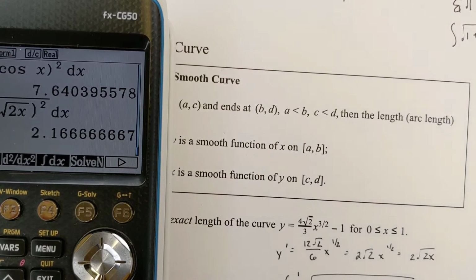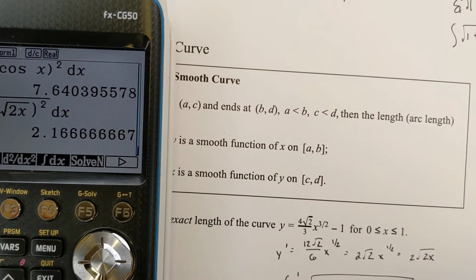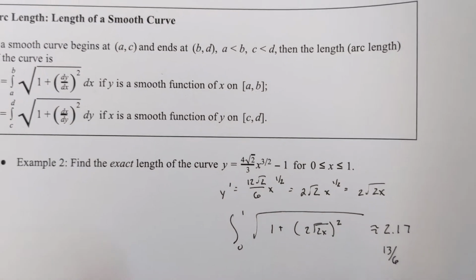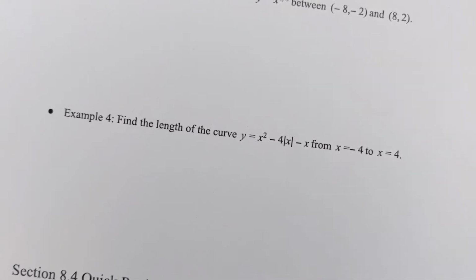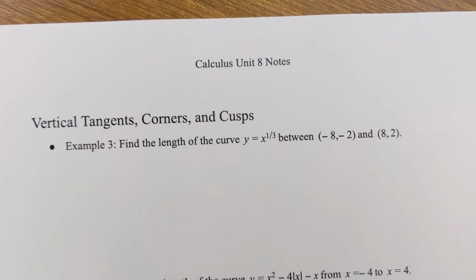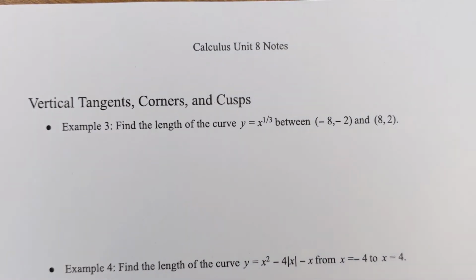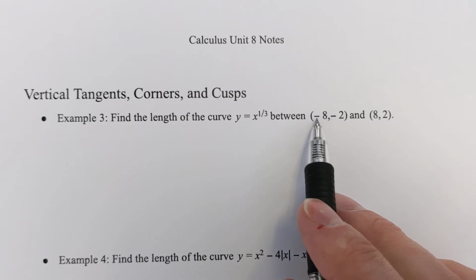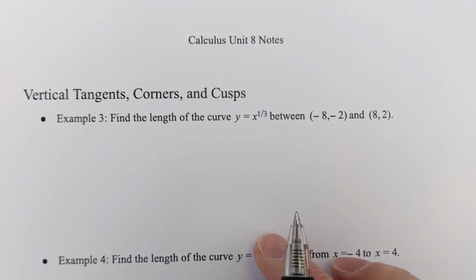So there you go, which is actually, if you want exactly, it's 13/6. Okay, so sample 3 here. Find the length of the curve y equals x to the 1/3 between (-8, -2) and (8, 2).